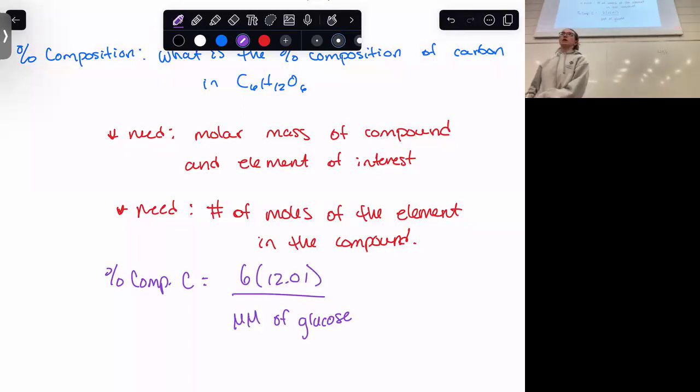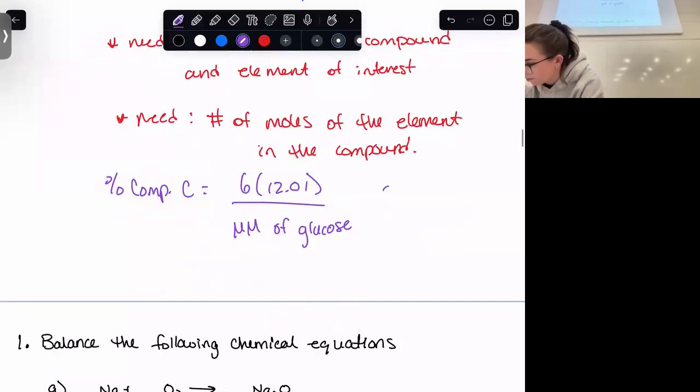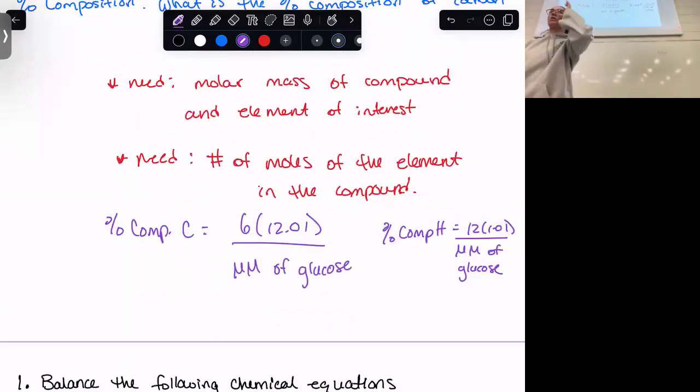How would you find the percent composition of hydrogen for glucose? 1.08. Awesome. And you can do the same for oxygen. And if you found the percent composition of carbon, hydrogen, and oxygen, what should they equal? They should equal up to 100.